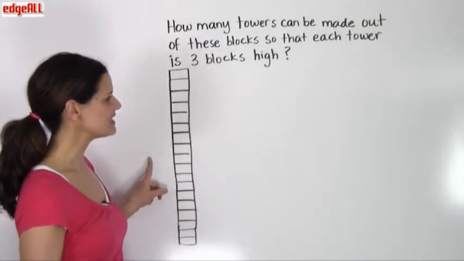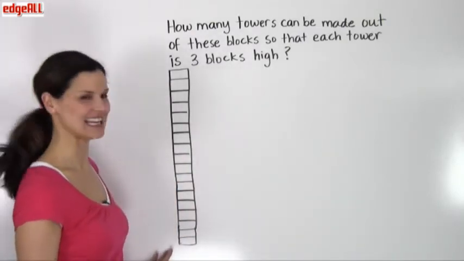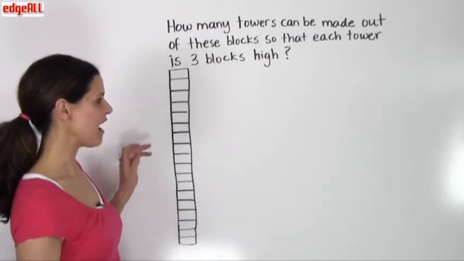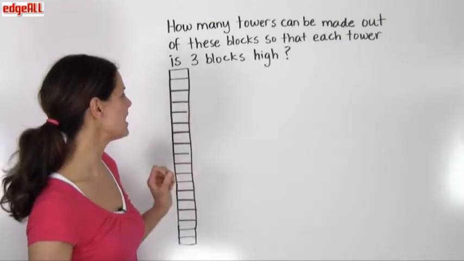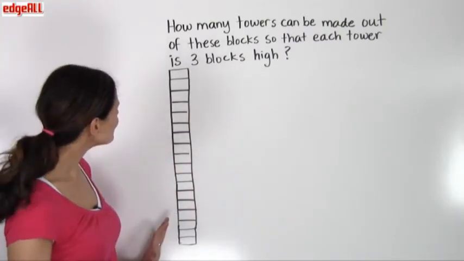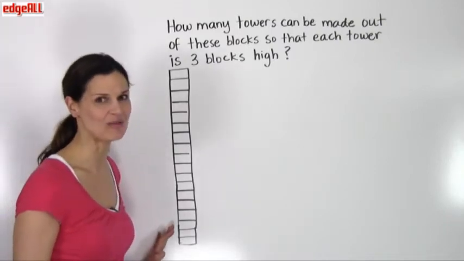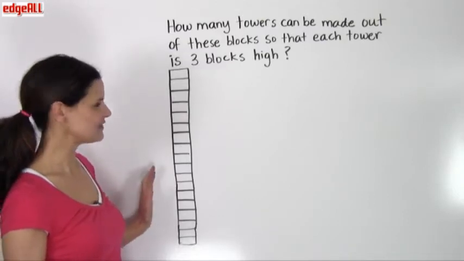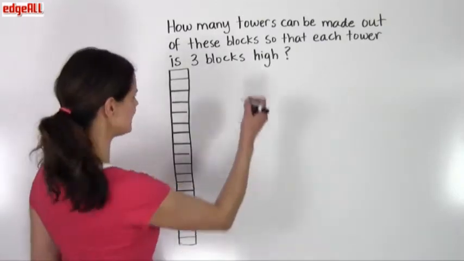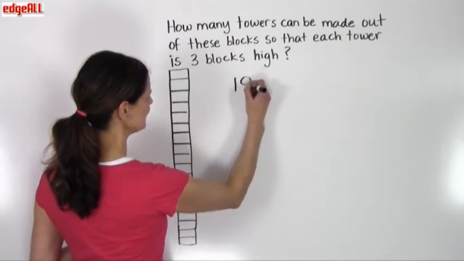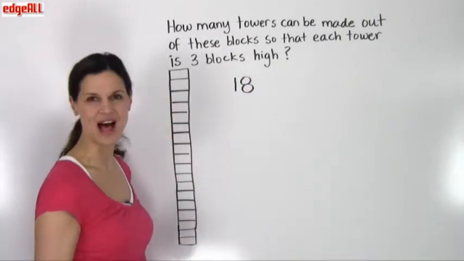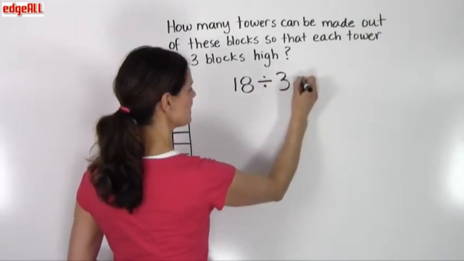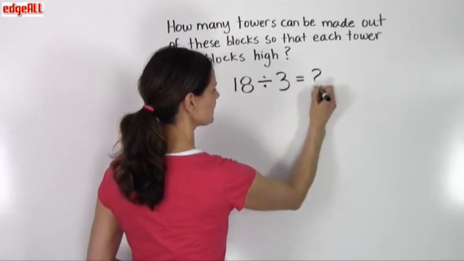So basically what we need to do is divide 18 divided by 3, to find the number of 3-block towers that are going to be made using all of these blocks. So we do want to use up all of our blocks. If we were to write this as a division equation, we would write it out like this: 18, so that's our total number of blocks, divided by 3 equals question mark.